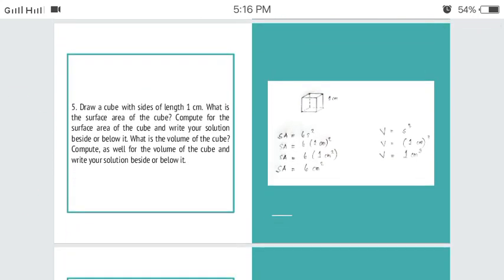Number 5, draw a cube with sides of length 1 centimeter. What is the surface area of the cube? Compute for the surface area of the cube and write your solution beside or below it. What is the volume of the cube? Compute as well for the volume of the cube and write your solution beside or below it.